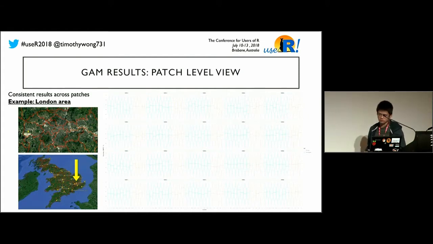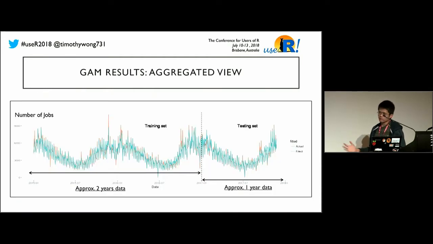We've also got numeric results in a table, but I'm not going to go through that in too much detail. Yeah? So this is at patch level view. We've also aggregated everything into the whole country and look at how that compares. Yeah? So on the left-hand side is training set, on the right-hand side is testing set. Blue is the model. Red is the actual observation, so they are quite close. Yeah, when we aggregate them into the whole country.